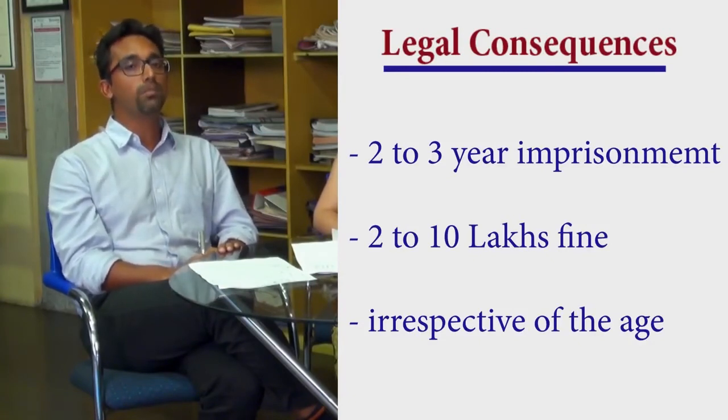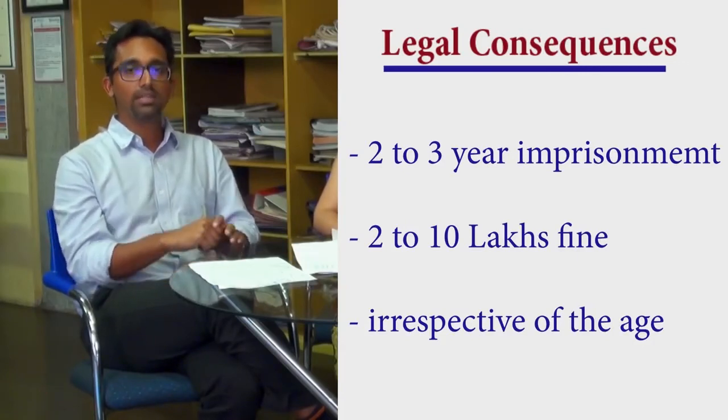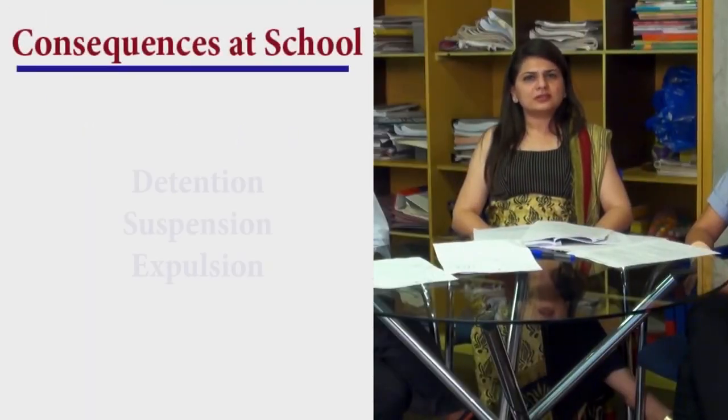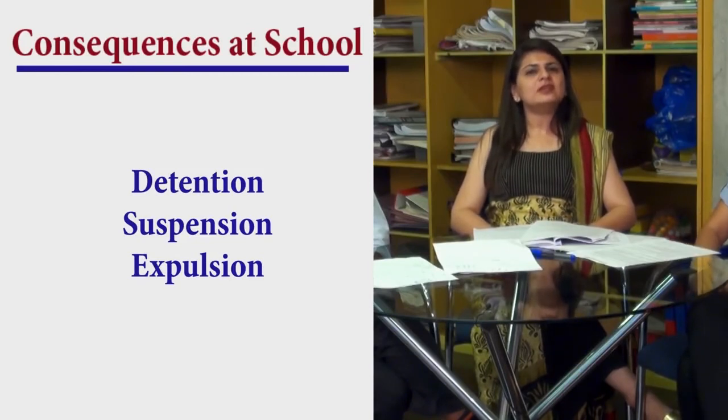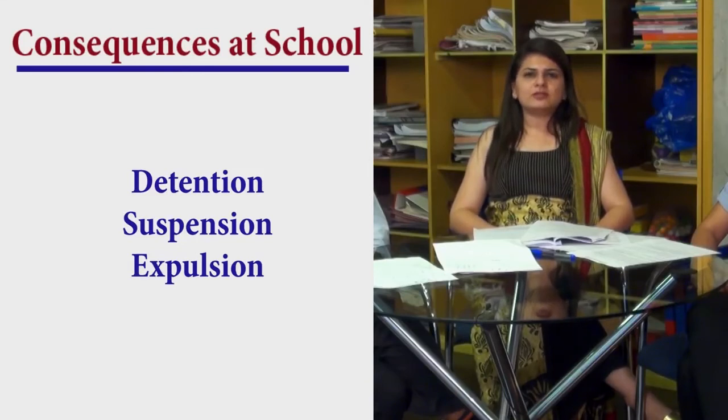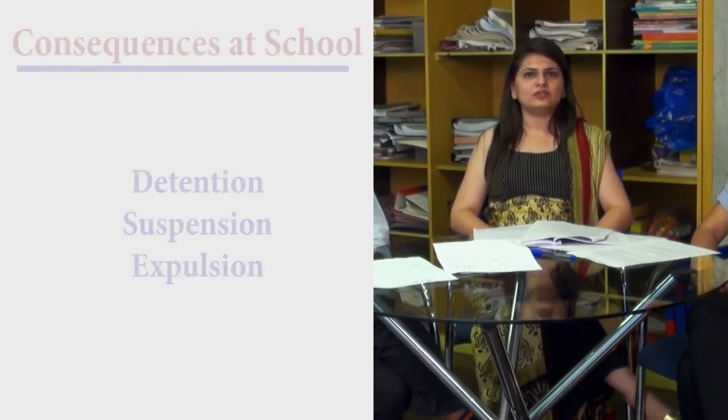In some cases, juvenile law may apply, but that will be based on the nature of the offence and the context involved. Whatever the legal consequences, the school also has a set of consequences for students indulging in such activities. Bullying also has severe implications on the overall well-being of the student who falls victim. There will be consequences ranging from detention to expulsion. In severe cases, students may also be asked to leave the school.